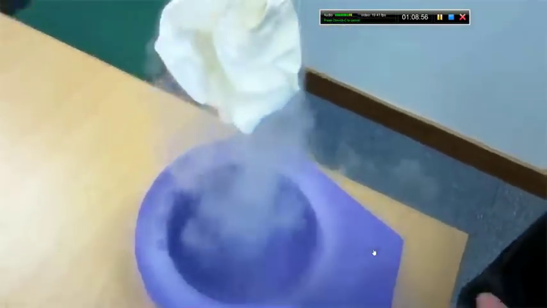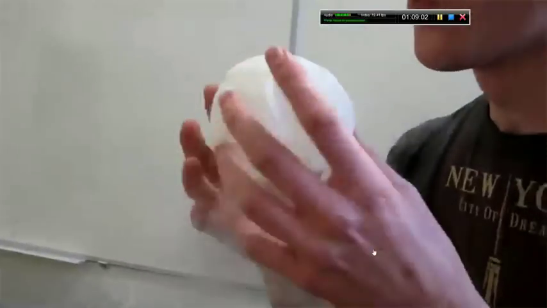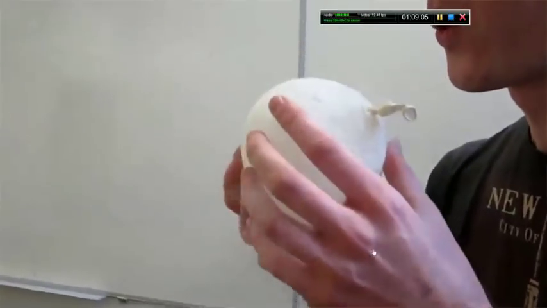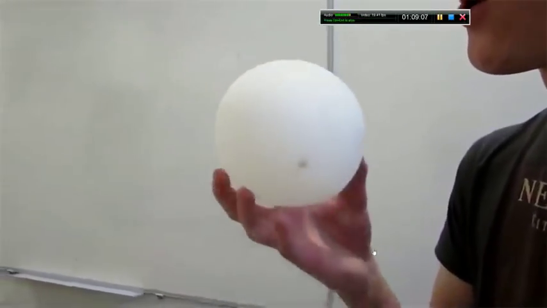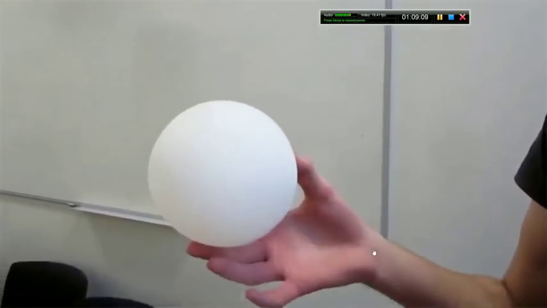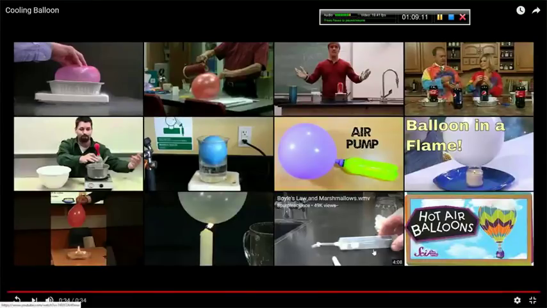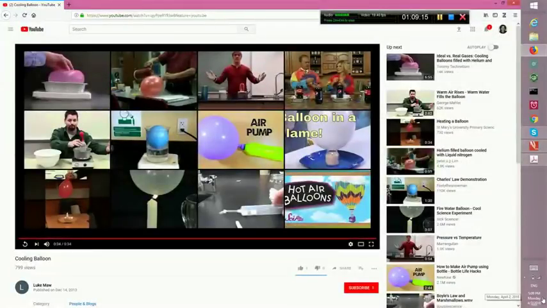Now if we remove the balloon from the liquid nitrogen and allow it to warm back up, this guy's lack of safety equipment is a little bit alarming, but the point still stands that as the balloon warms back up, the volume gets bigger. So when the temperature goes up, the volume also goes up, meaning that volume and temperature are directly related to each other. Okay?